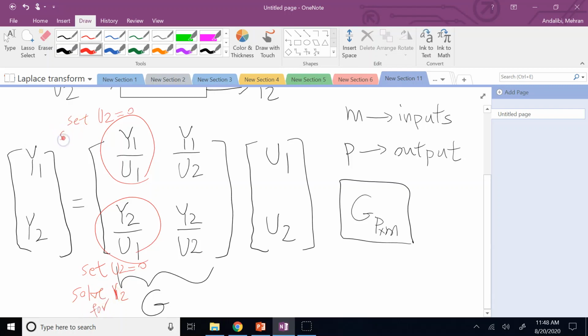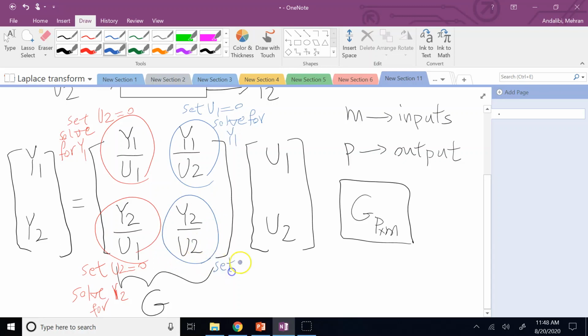Here I solve for y1. What about here? Since I'm interested in only contributions of u2, I set u1 to be 0, and then solve for y1. Here I set u1 to 0, but I solve for y2, okay? So in each column, you set any other input to 0.